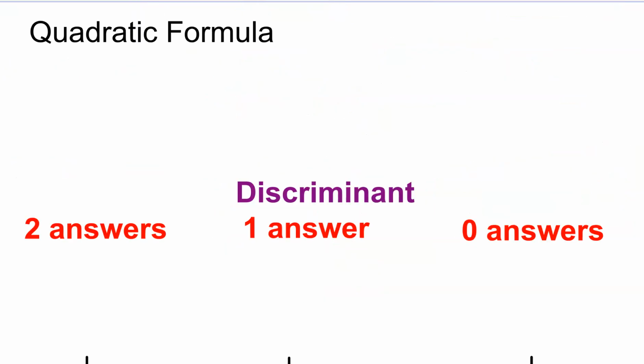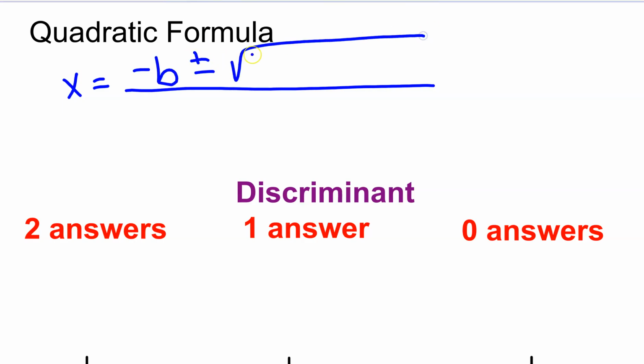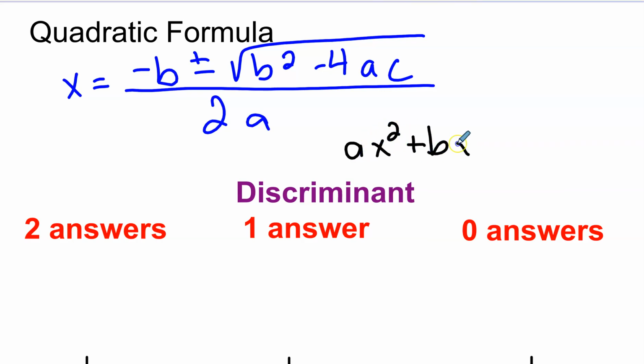The next thing we're going to look at is the quadratic formula, which you should already know. So if you could pause this video and write it out for yourself. Hopefully you paused this video. It's going to be negative b plus or minus the square root of b squared minus 4ac, all over 2a. And the equation needs to look like ax squared plus bx plus c equals 0. That's where I'm getting the a, the b, and the c.